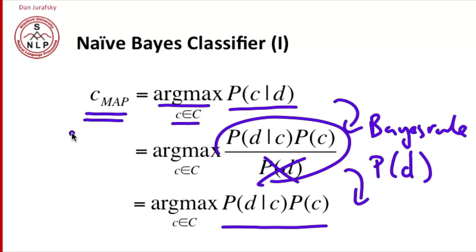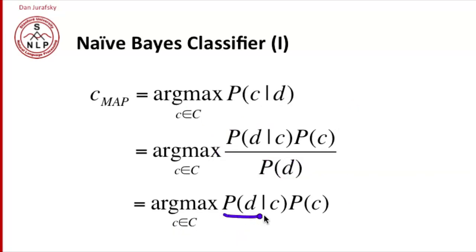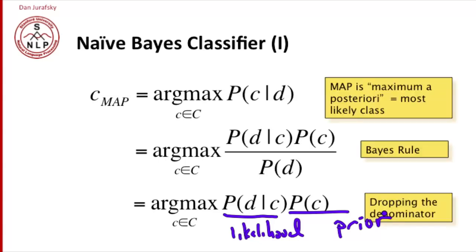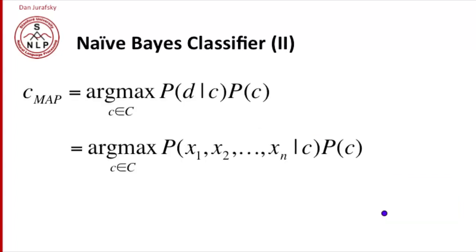So the most likely class, C MAP, is that class which maximizes the product of two probabilities. The probability of the document given the class, we'll call that the likelihood, and the probability of the class, we'll call that the prior probability of the class. So the most likely class is the one that maximizes the product of these two probabilities. The probability of the class will turn out to be relatively simple to compute.